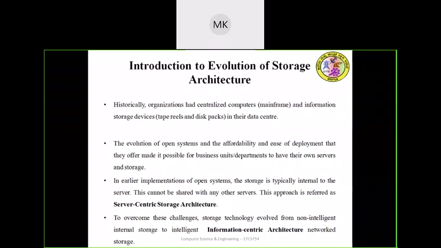In earlier implementations of open systems, the storage is typically internal to the server. This cannot be shared with any other server. This approach is referred to as server-centric storage architecture. To overcome these challenges, storage technology evolved from non-intelligent internal storage to intelligent information-centric network storage.